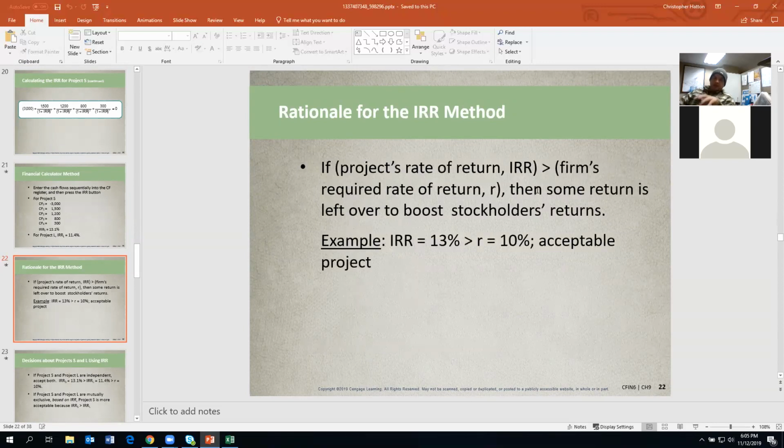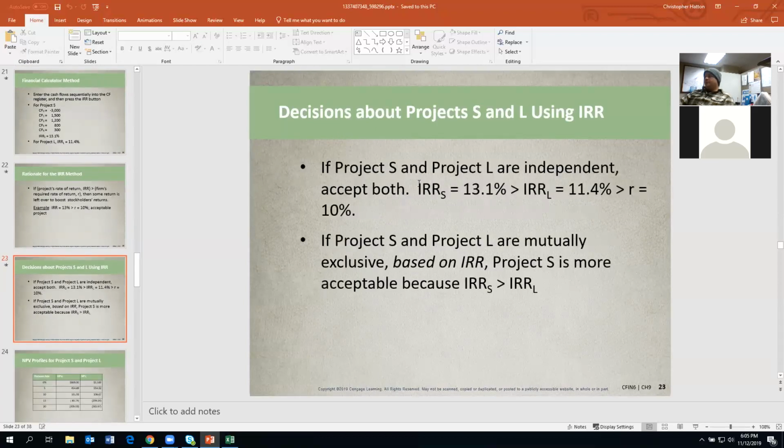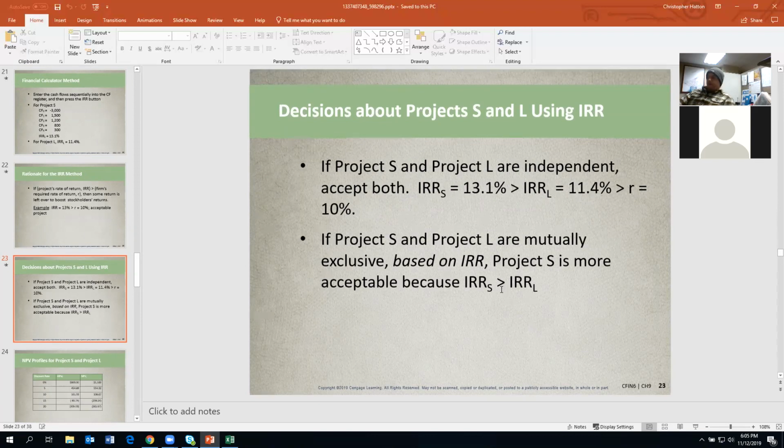So the rationale again is, will the project's internal rate of return increase my firm's bottom line? The answer is yes, only if it's greater than what my firm requires as a rate of return. So that's how you should think about that. So this goes back to last week, so we'll skip this part. But if the projects are independent, you're going to want to choose both. If they're mutually exclusive, you're going to want to choose the project that gives you the highest internal rate of return.